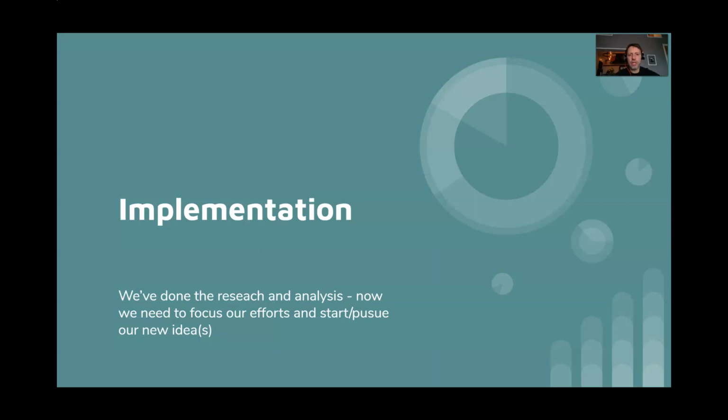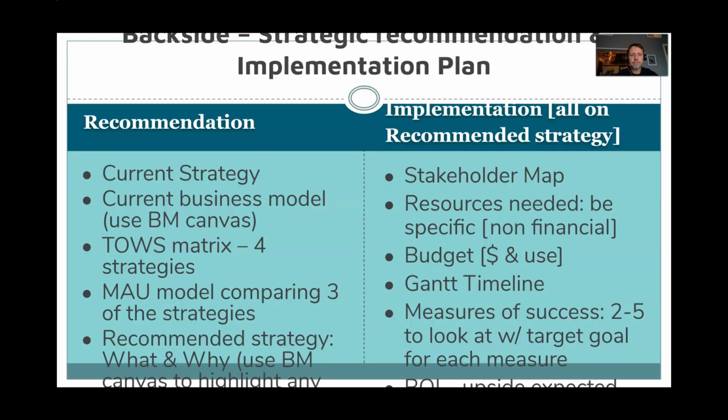So we've done external analysis, internal analysis, and now we're working on implementation. We need to focus our efforts and really pursue our new idea or ideas, and we need to understand what those are. At this point, you've been able to communicate the current strategy, the current mission and vision and core values. You might restate that current strategy just so we can contrast it. That's really helpful. The current business model that you've already worked on.